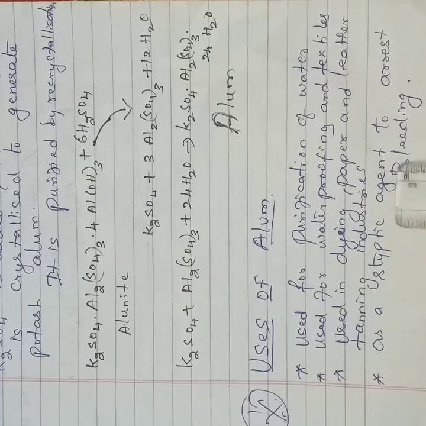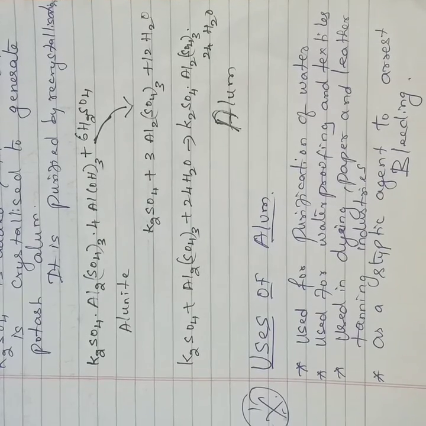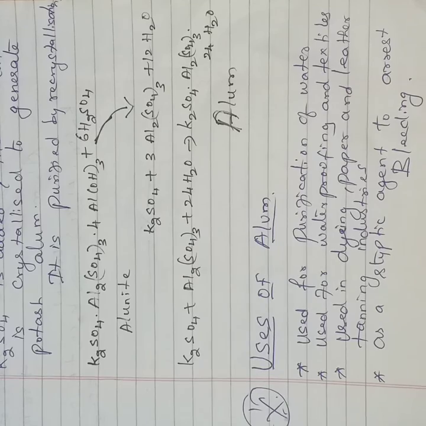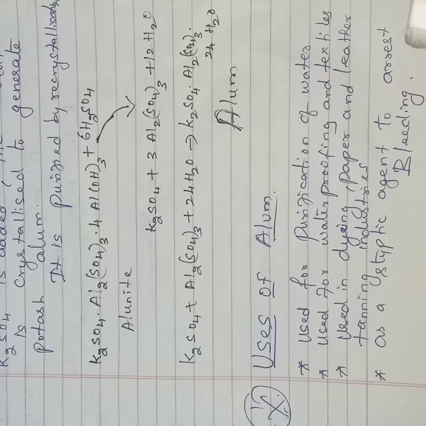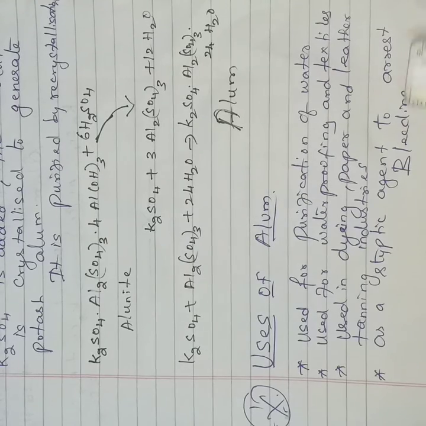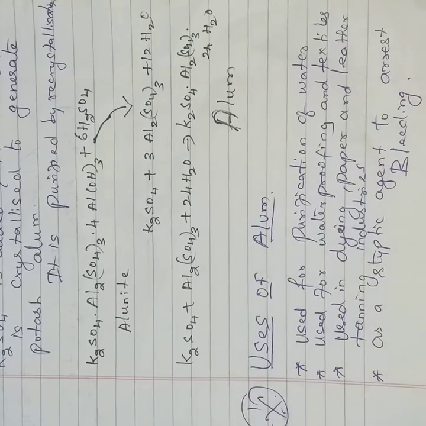Then it is used as a styptic agent to arrest bleeding. If any bleeding happens, to stop the bleeding we keep some alum, and then it automatically stops. It arrests the bleeding. So as a styptic agent it arrests bleeding. These are the important uses of alum.